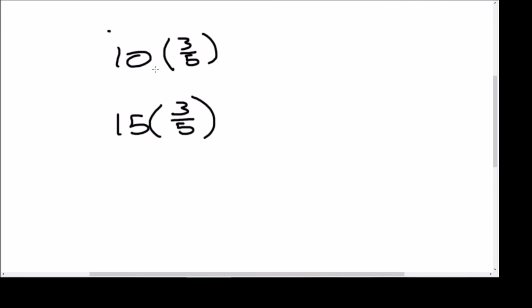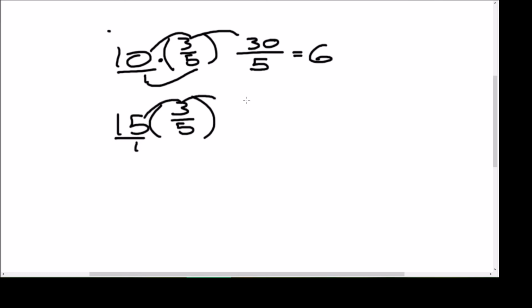This is the same as 10 over 1 times 3 over 5. When we multiply, we go straight across. So 10 times 3 is 30, and 1 times 5 is 5. And then that 30 divided by 5 is 6. Here we have 15 times 3 because this is 15 over 1, so straight across gives me 45 over 5, which is 9.